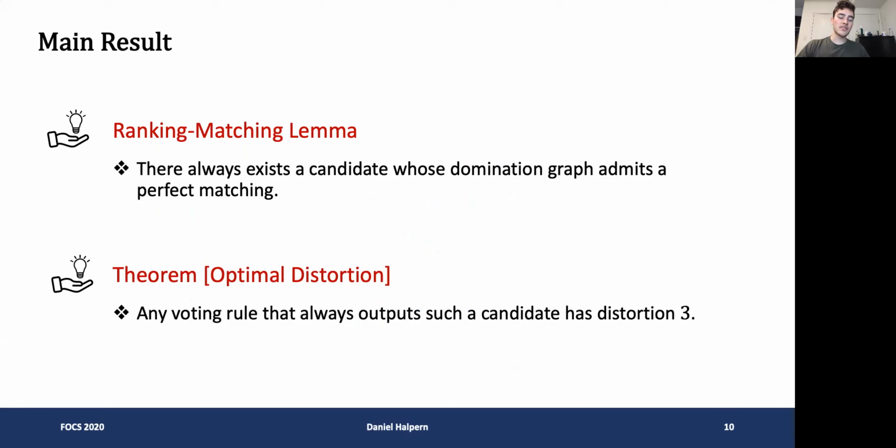But using this lemma, we can actually show this main theorem, which says that any voting rule that always outputs such a candidate has distortion 3. And we're pretty excited about this ranking matching lemma. One of the really cool things about it is it makes this theorem actually really simple, especially compared to lots of the standard proofs for distortion of other rules, which are pretty complicated. And I think it's easy enough that I'll show it here.